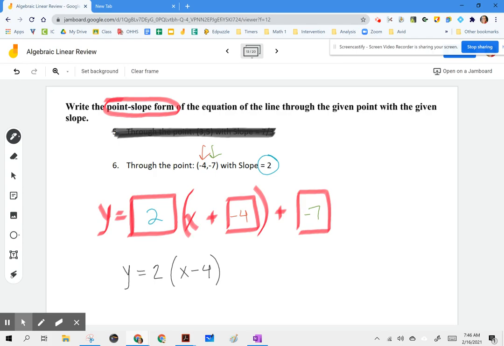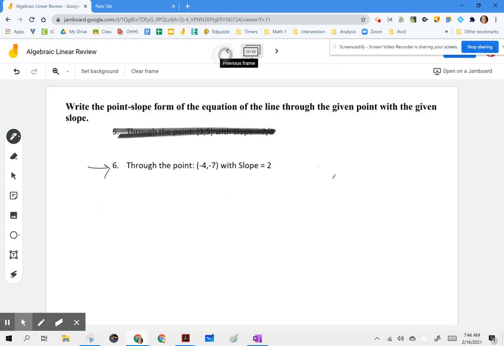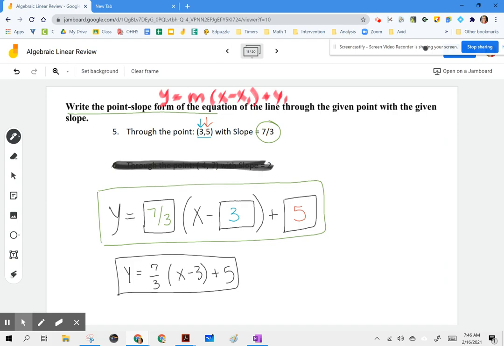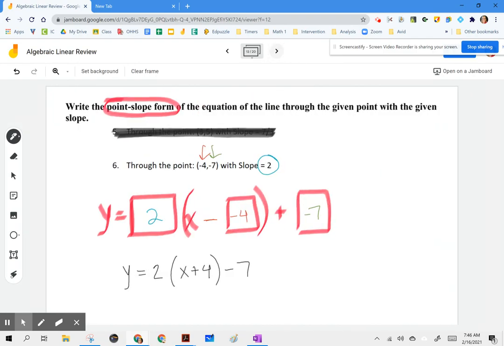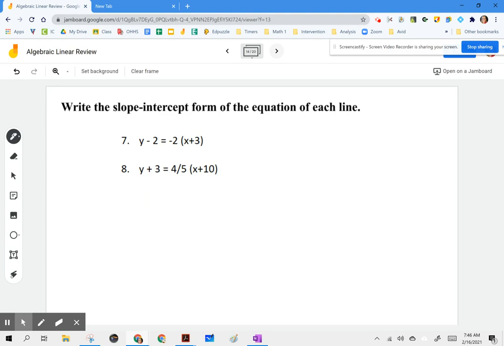Oh, no, that's not right because this formula right here, let's take a look at that. That is always x minus. So we have a double negative right here. So that should be a plus, x plus 4, and then minus 7. You just go back and double check. Yeah, see that the formula is x minus here. Just wanting to make sure that I went back and I instructed you on those correctly. All right, so now let's try the slope-intercept form, trying number 7 and 8.